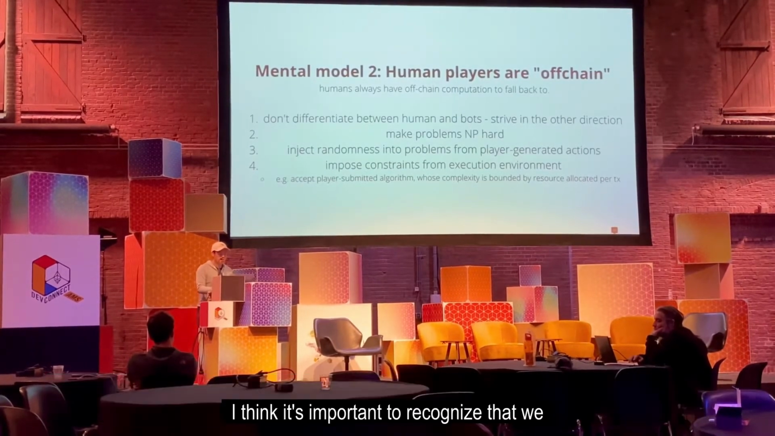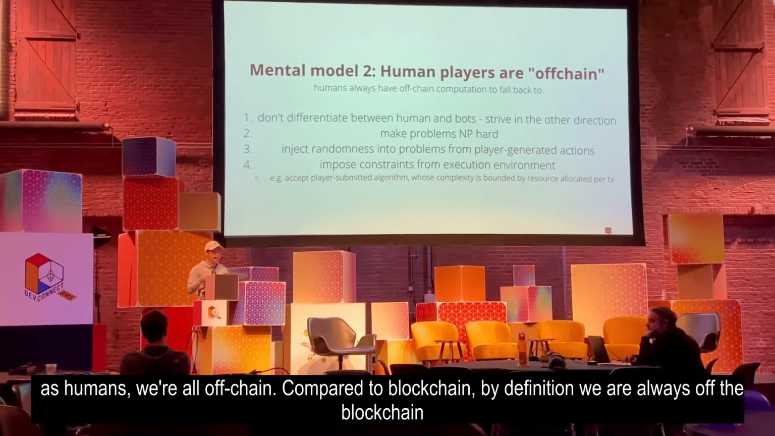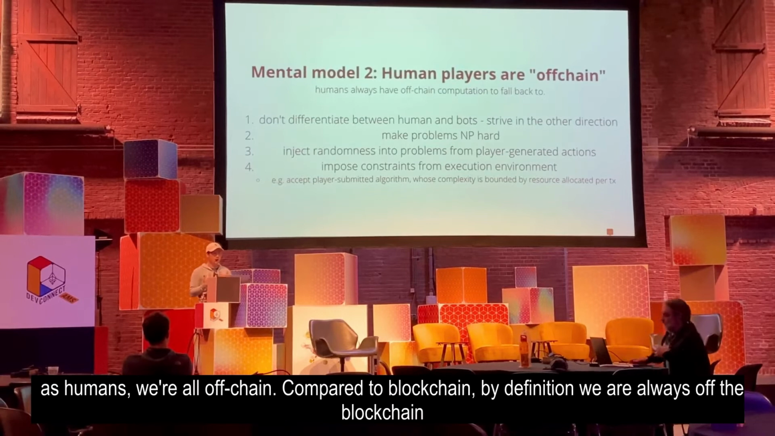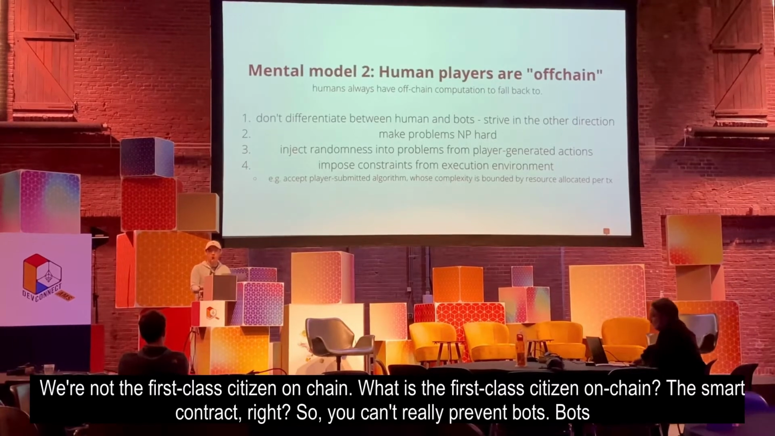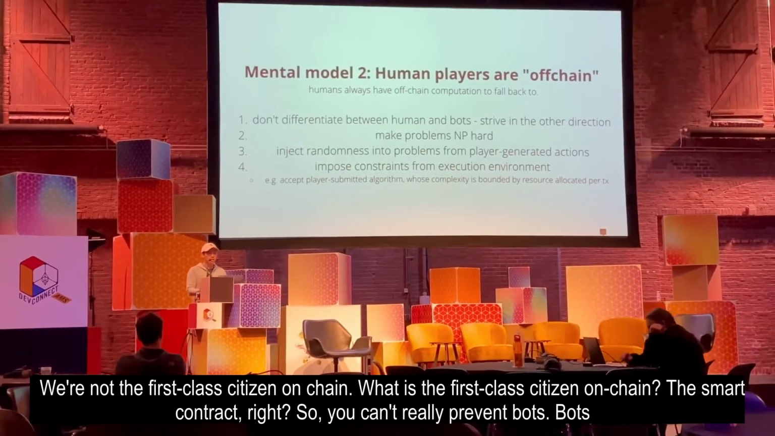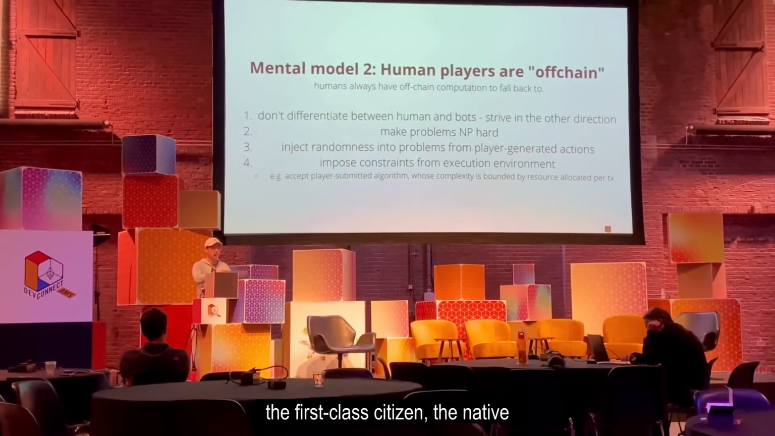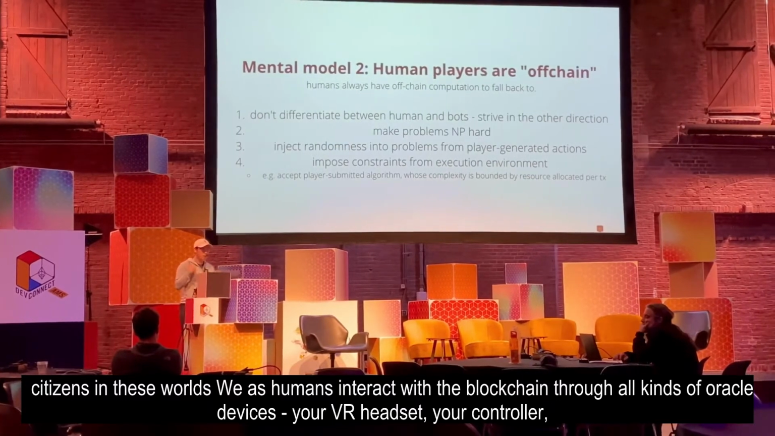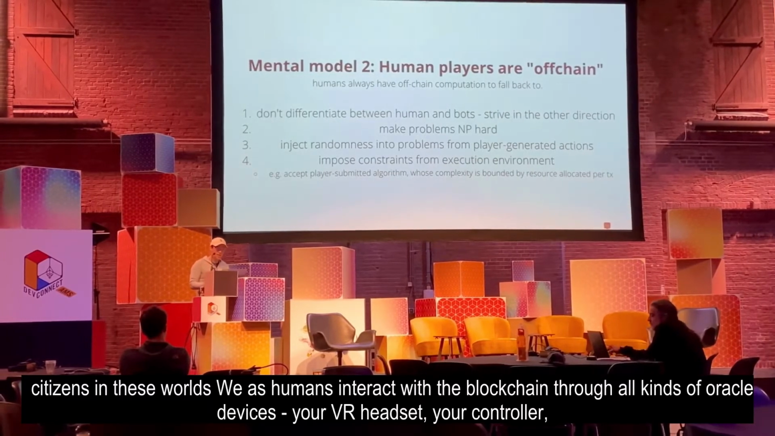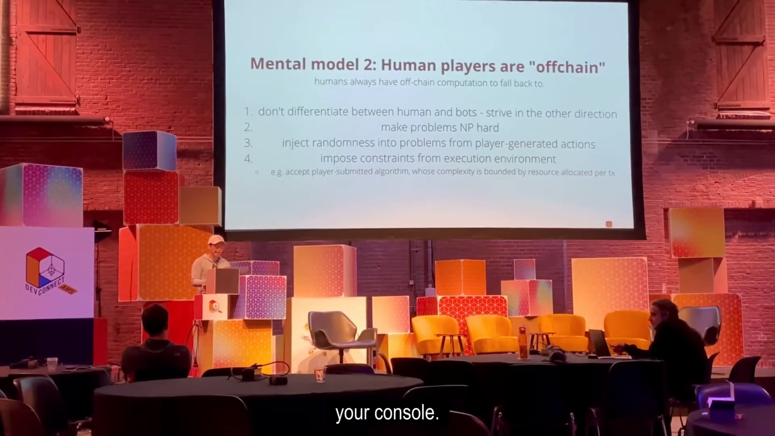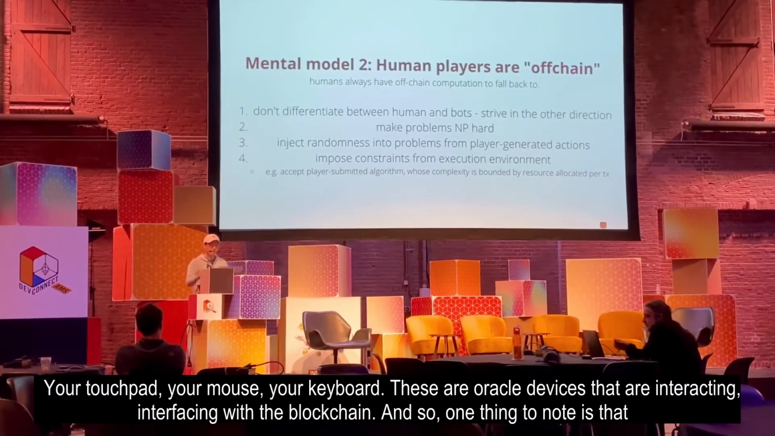Mental model number 2 is, I think it's important to recognize that we as humans, we're all off-chain. Compared to blockchain, we're by definition always off the blockchain. We're not the first-class citizen on the chain. What is the first-class citizen on the chain? It's smart contract, right? So you can't really prevent bots. Bots are by definition the first-class citizen, the native citizens in these worlds. We, as humans, interact with the blockchain through all kinds of Oracle devices, right? Your VR headset, your controller, your console, your touchpad, your mouse, your keyboard. These are Oracle devices that are interfacing with the blockchain.